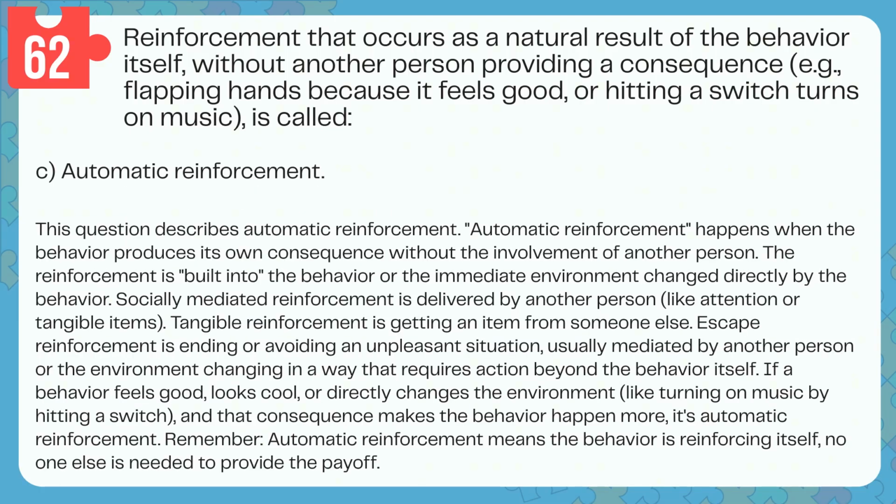Answer C. Automatic reinforcement. This question describes automatic reinforcement. Automatic reinforcement happens when the behavior produces its own consequence without the involvement of another person. The reinforcement is built into the behavior or the immediate environment changed directly by the behavior. Socially mediated reinforcement is delivered by another person, like attention or tangible items.